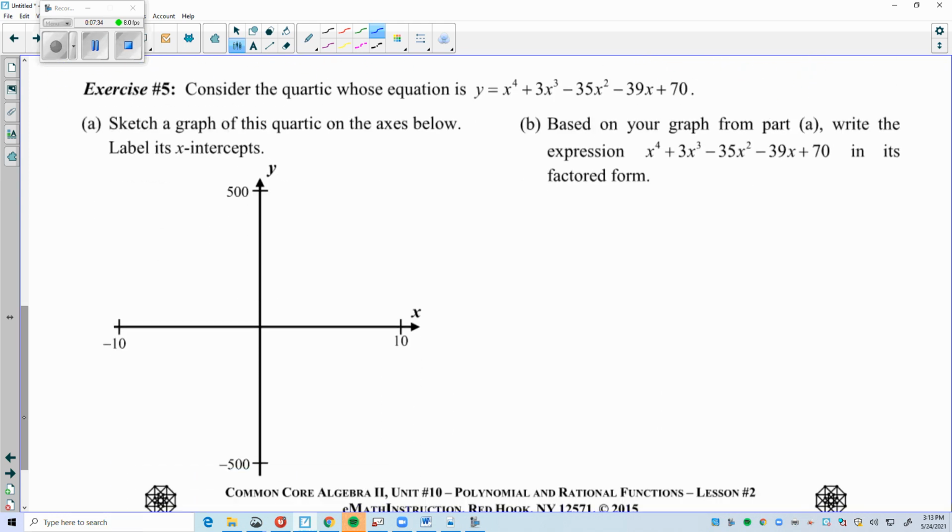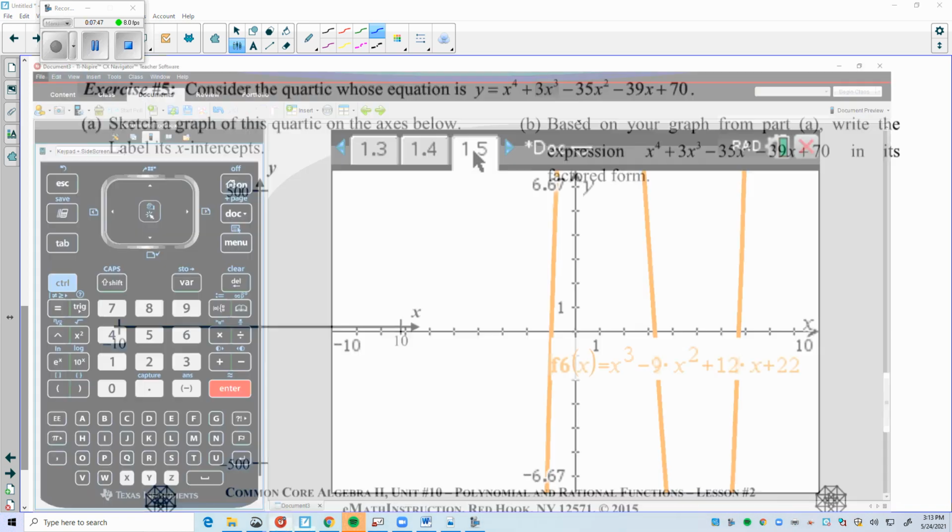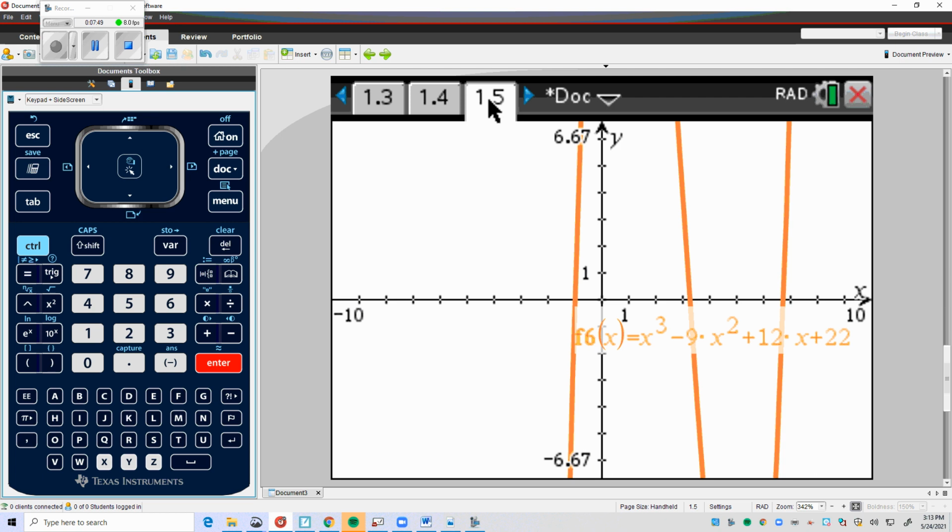Okay, and then lastly, we have a quartic. Okay, another quartic equation, so x to the fourth. And we're going to sketch a graph of the quartic below, and we're going to label the x-intercepts. Now, we can't do the same factoring like we did up above. We have too many other terms. So we're just going to grab our calculator. We're going to take a look at what that looks like in our calculator.